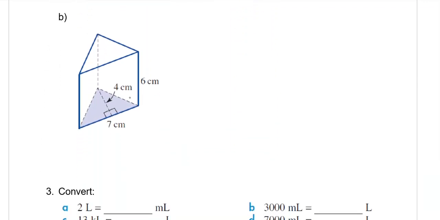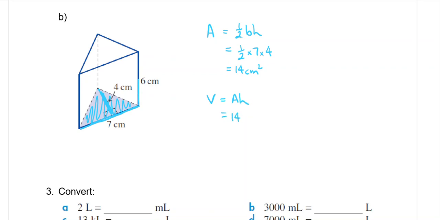Let's try that again. Question B. First thing I want to do is find the area of this triangle. So the formula for a triangle is A equals half BH. Looking for the right angle down the bottom here, the base will be the 7 and the height will be the 4. So half times 7 times 4, that's 14 centimeters squared. Then the volume is just V equals AH. The A is 14 that I just worked out, and the height is going to be the 6. 14 times 6 is 84 centimeters cubed.